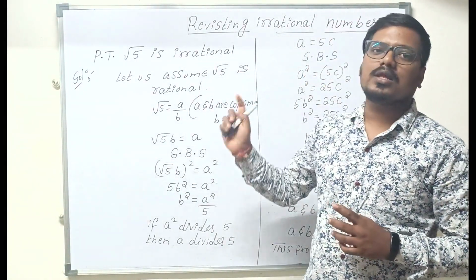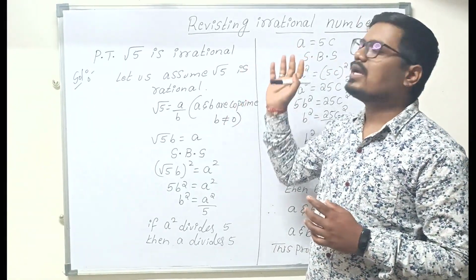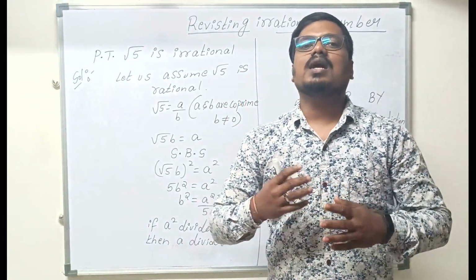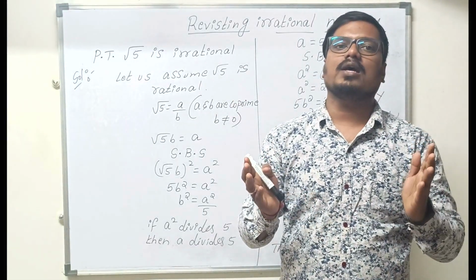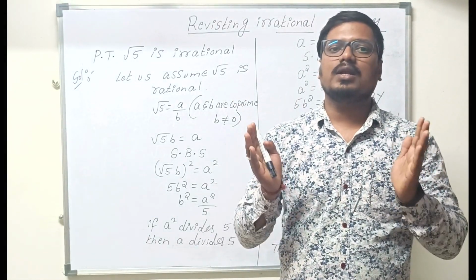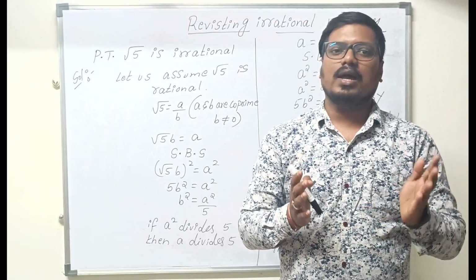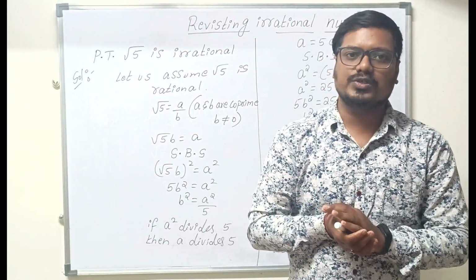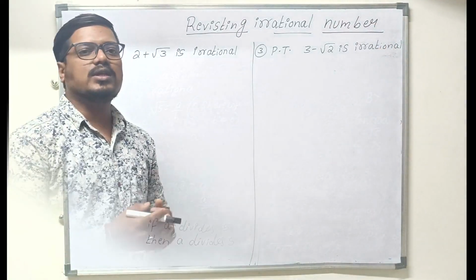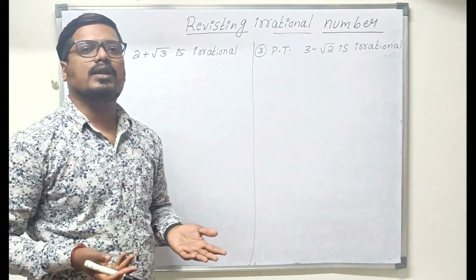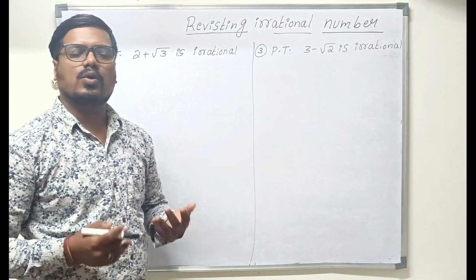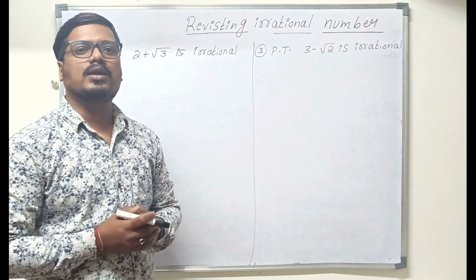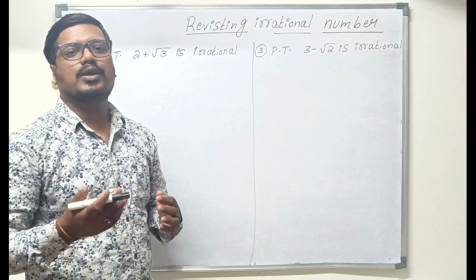This is one method of proving irrational numbers. There is another method with rational and irrational numbers under addition, subtraction, multiplication, and division. That we will be going through. Previously we have done root 5. In the exam they can ask root 3 or root 2 or whatever number. The same method, in place of 5 you substitute 3 or 2.